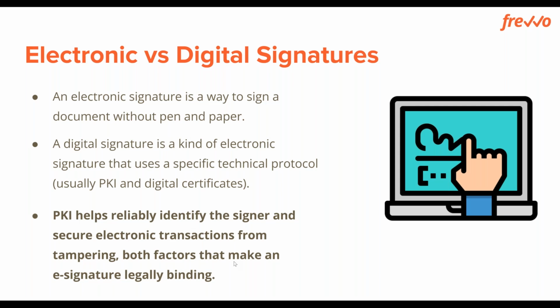A digital signature is a specific category or type of electronic signature that uses a technical protocol. What we're talking about today with that technical protocol is typically PKI, or public key encryption, and digital certificates. And these are the commonly used protocols used by frevvo, DocuSign, and other large e-sign companies as well. The point of the PKI and the digital certificate is to reliably identify the signer and also to secure that transaction from tampering, to ensure that the data hasn't been manipulated. And those two factors make that transaction legally binding.